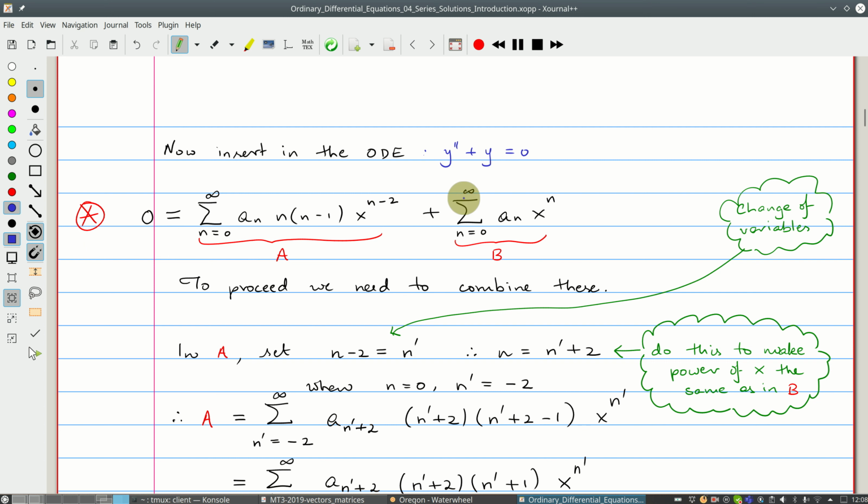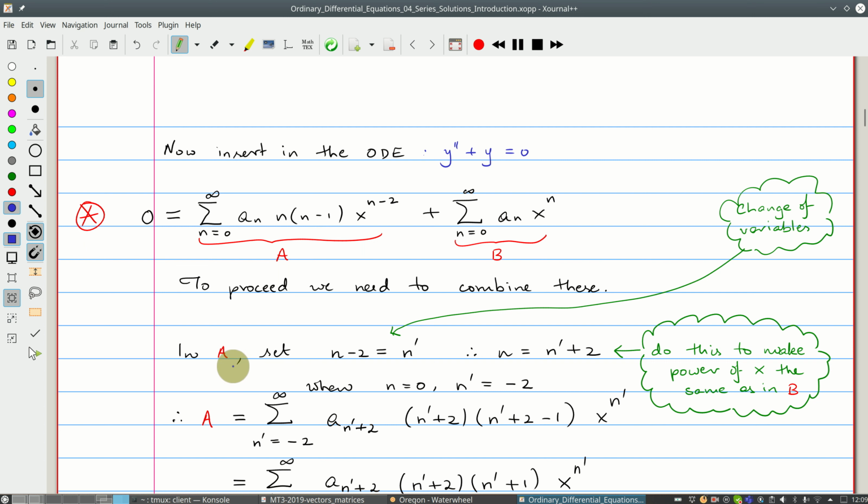And then we have plus the y term, which is simply the starting ansatz, the sum n goes from 0 to infinity of a_n x to the n. I'm going to call these terms A and B. Now what we want to do is to combine these terms, and to combine these terms I need to have the power of x in the two to be the same formally.